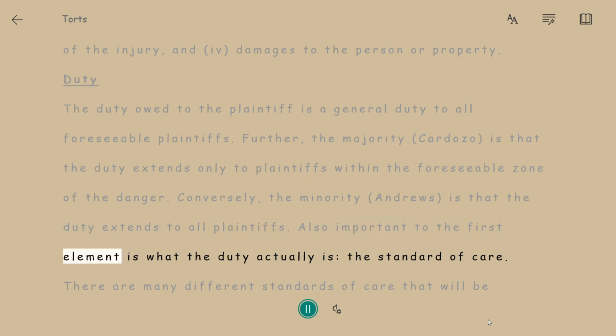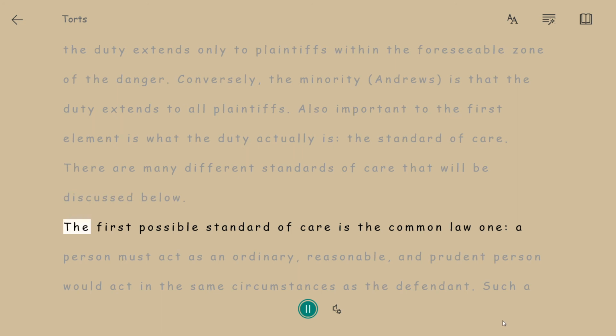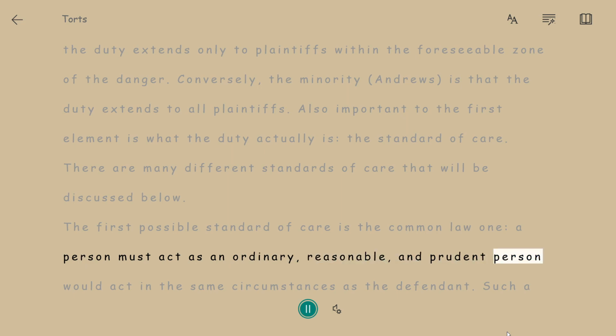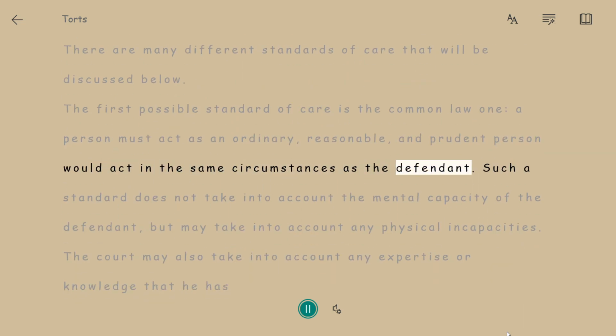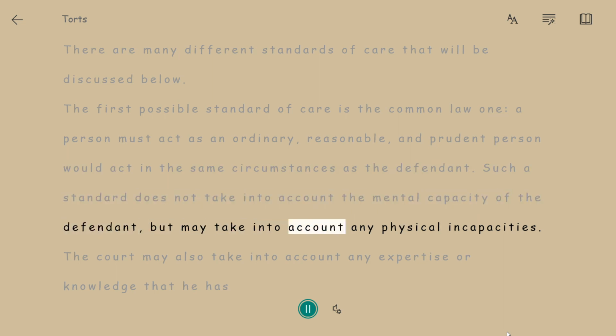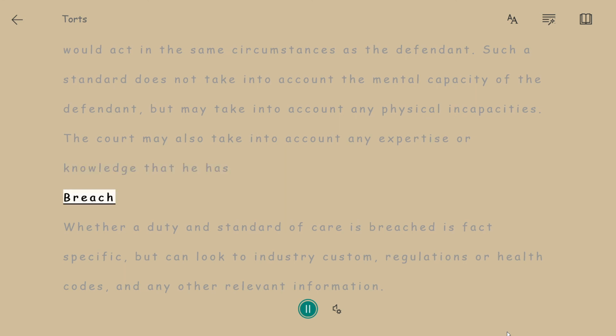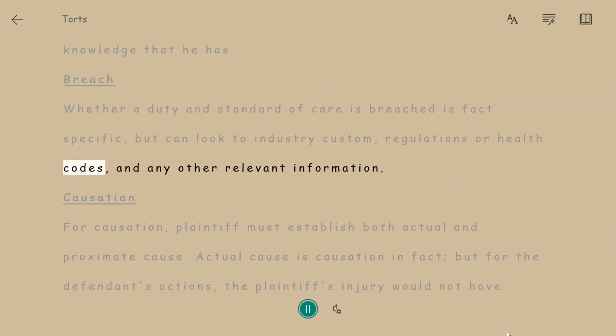Also important to the first element is what the duty actually is, the standard of care. There are many different standards of care that will be discussed below. The first possible standard of care is the common law one. A person must act as an ordinary, reasonable, and prudent person would act in the same circumstances as the defendant. Such a standard does not take into account the mental capacity of the defendant, but may take into account any physical incapacities. The court may also take into account any expertise or knowledge that he has. Breach. Whether a duty and standard of care is breached is fact-specific, but can look to industry custom, regulations or health codes and any other relevant information.